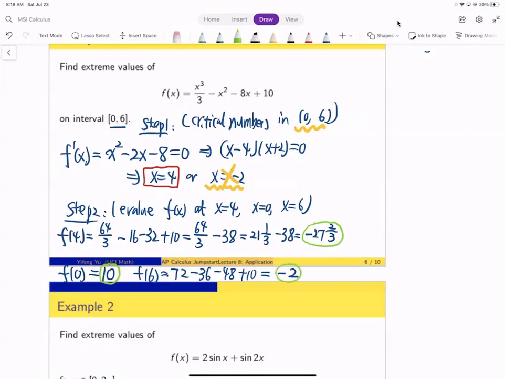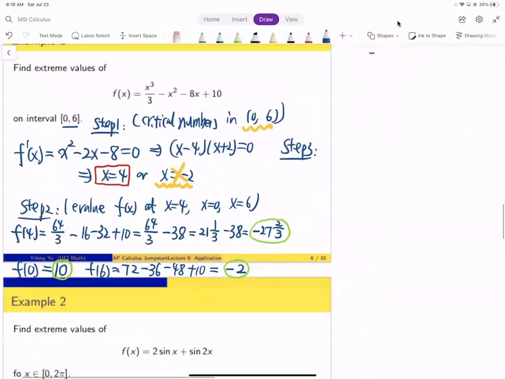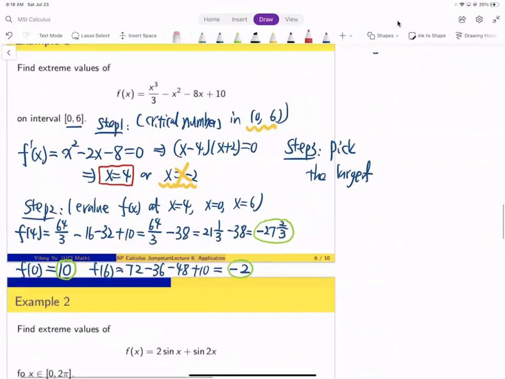All right. Now, step 3. We pick the largest. Obviously the largest is 10, right? So that's F0 equals 10, which will be the absolute maximum. Therefore, for this case, the absolute maximum is attained not in the interior, but on the boundary, which is 0.